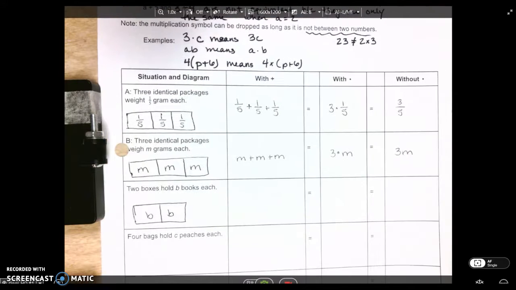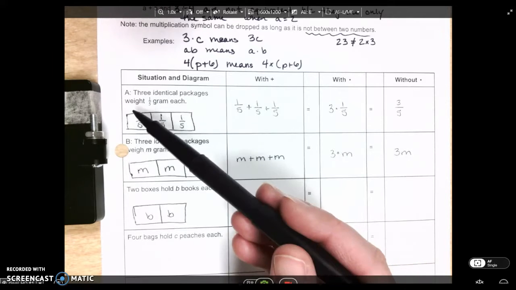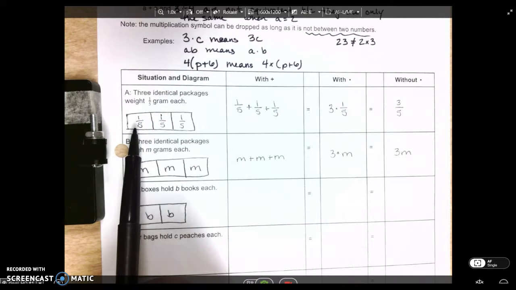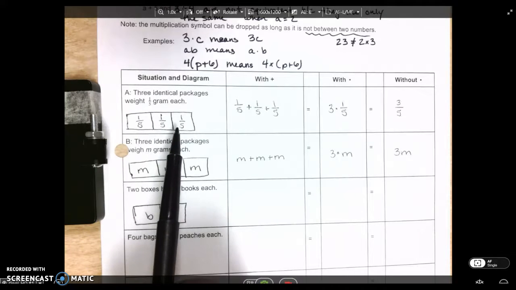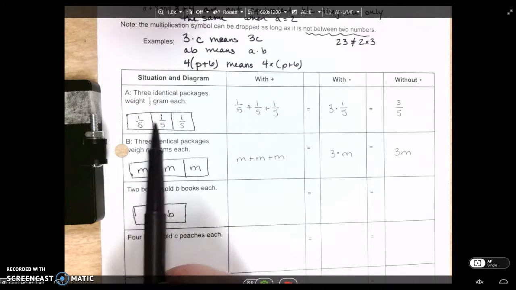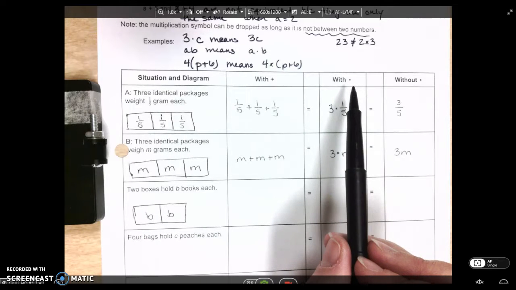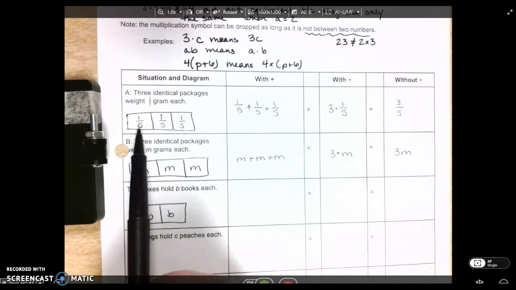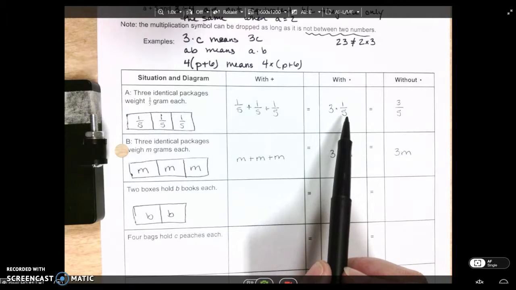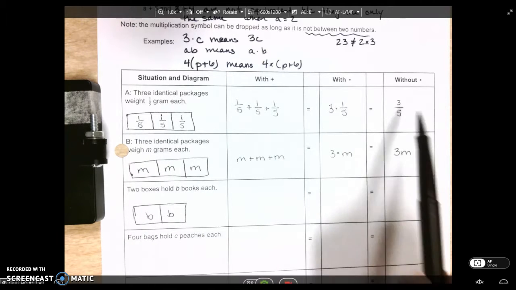Now, these two pieces here, I have examples. So we have a situation and a diagram, and we're kind of building a basis of how do we write equivalent expressions. So first up, we have 3 identical packages weigh 1/5 gram each. So I drew a diagram, 1, 2, 3 packages, each 1/5. Well, if someone's asking me for the weight, I would add them together. So with addition, it's 1/5 plus 1/5 plus 1/5. If I think about it with multiplication, I have 3 of these, and they're each worth 1/5. So it's 3 times 1/5. Without multiplication, if I look, it's just 1, 2, 3/5.